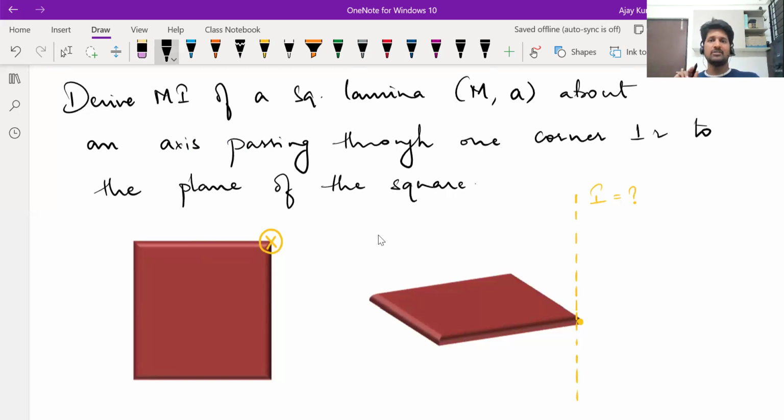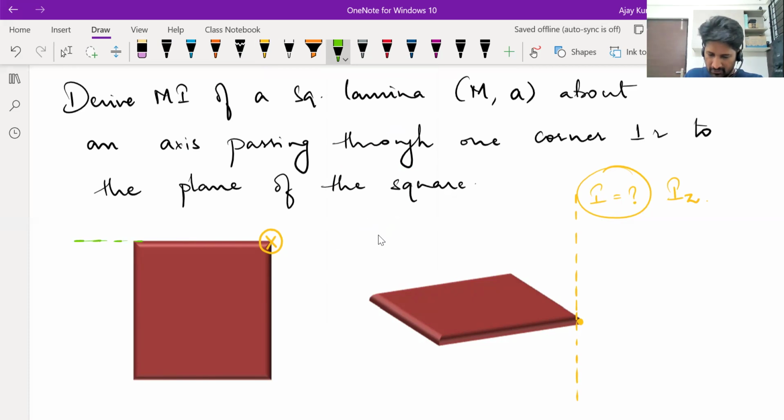Now, the axis about which you are asked to calculate the moment of inertia, it's perpendicular to the square. So, if you want to apply perpendicular axis theorem, you have to call this IZ. Okay. And that can be calculated if you know Ix and Iy. Visualize X and Y axis. Here, in this case, X axis will simply be this edge.